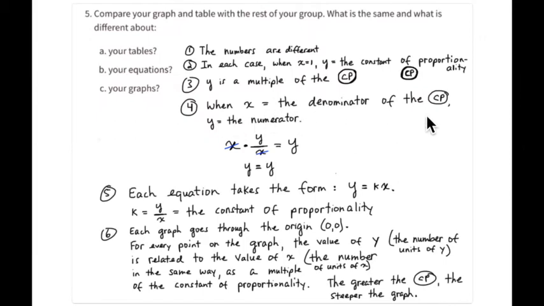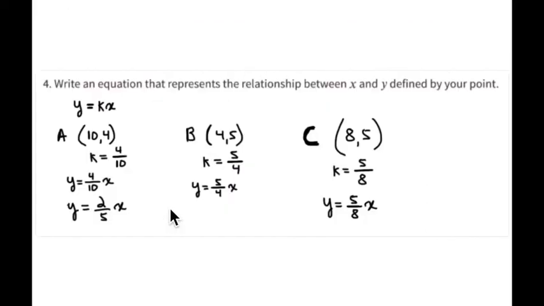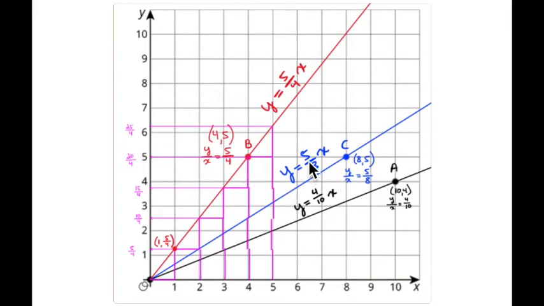When x is the denominator of the constant of proportionality, so x is here as the denominator, then y is going to equal the numerator. Because x divided by x is 1, and so you're left with y. So y equals y. Each equation takes the form of y equals kx. And so the constant of proportionality is the y-coordinate divided by the x-coordinate. That's the relationship that we're looking at in these graphs. So y divided by x, that's the relationship of y to x.